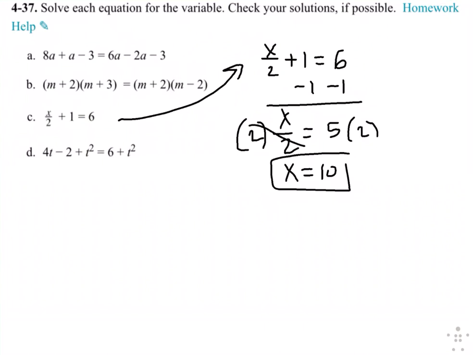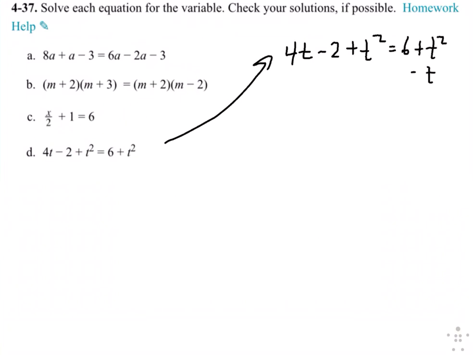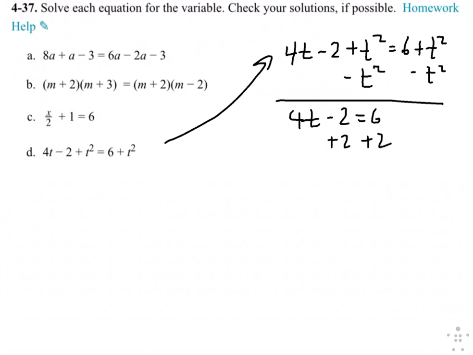And for D, let's make some space. We have 4t minus 2 plus t squared equals 6 plus t squared. So we subtract t squared from both sides. We have 4t minus 2 equals 6. Add 2 to both sides. 4t equals 8. And divide both sides by 4. And t comes out to be 2.